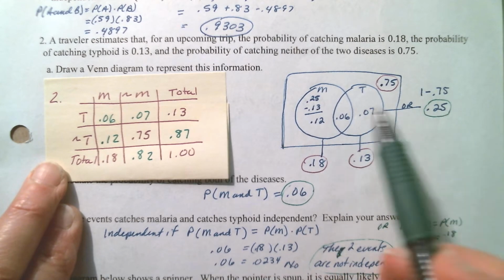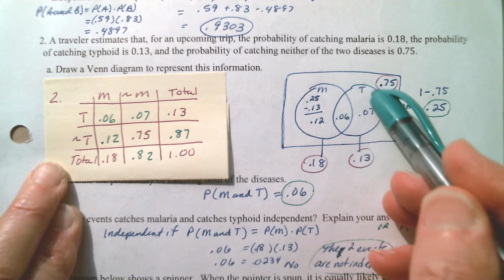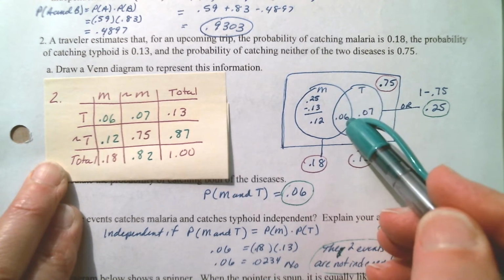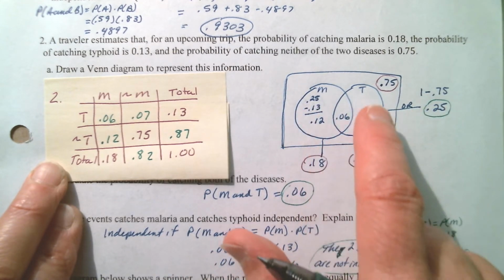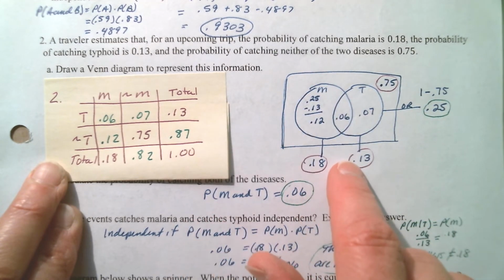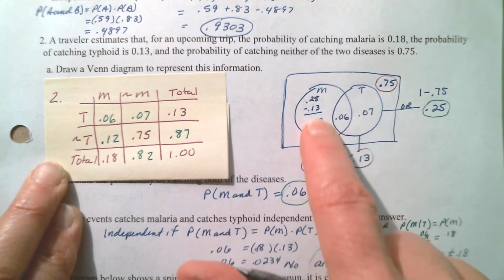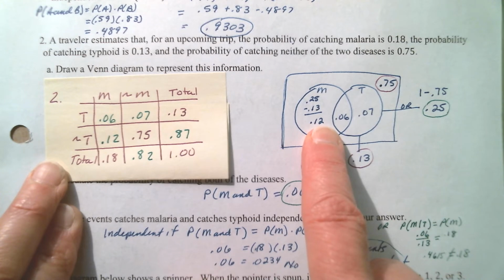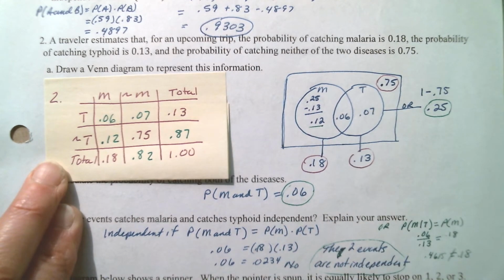Take 0.25, all of this, and subtract this portion of 0.13, right? Because this together is 0.25. And what is this piece? Take 0.25, subtract all of this, leaves us with this. So 0.25 subtract 0.13 leaves us with 0.12. So we would get 0.12.